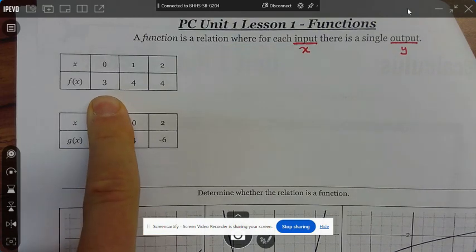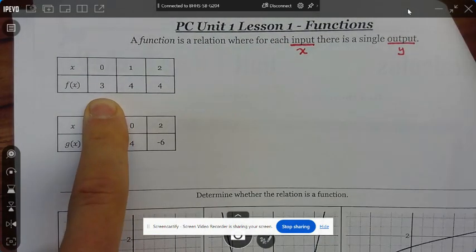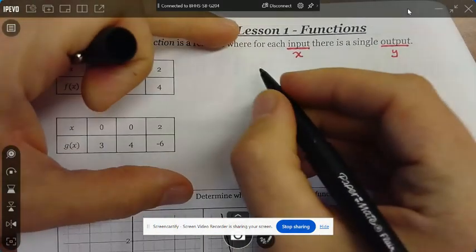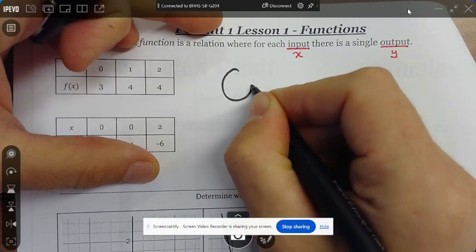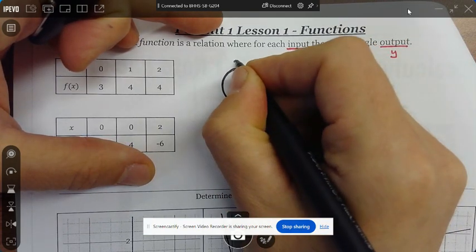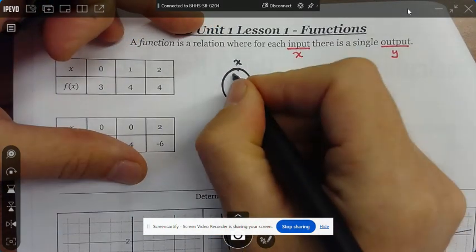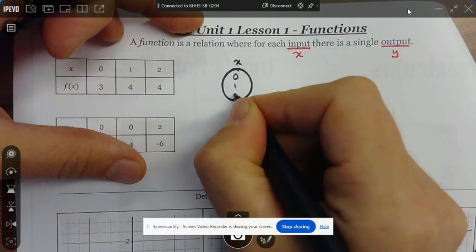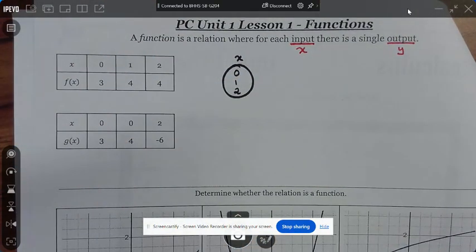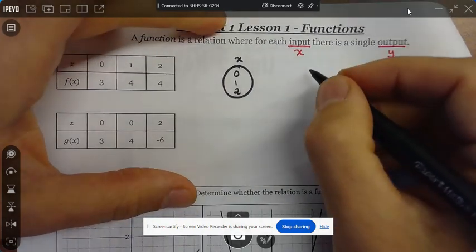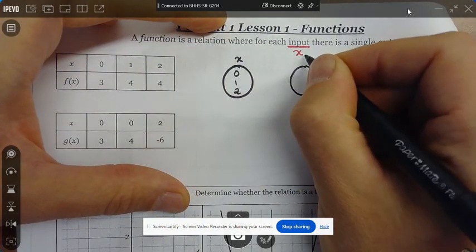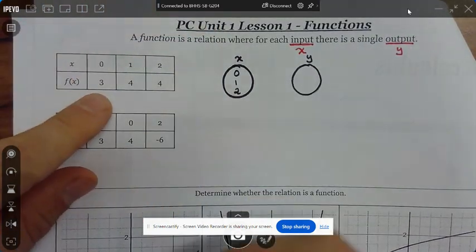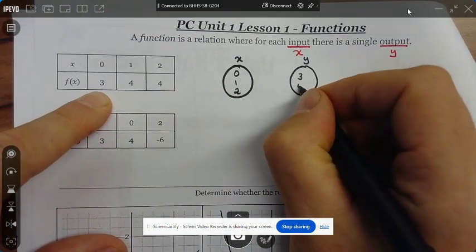Okay, here is an operation, and we're going to decide whether this is a function or not. I'm going to draw a little map for it. So if you look at our first one, we have three x values. They are 0 and 1 and 2. We have two y values. Those y values are 3 and 4.